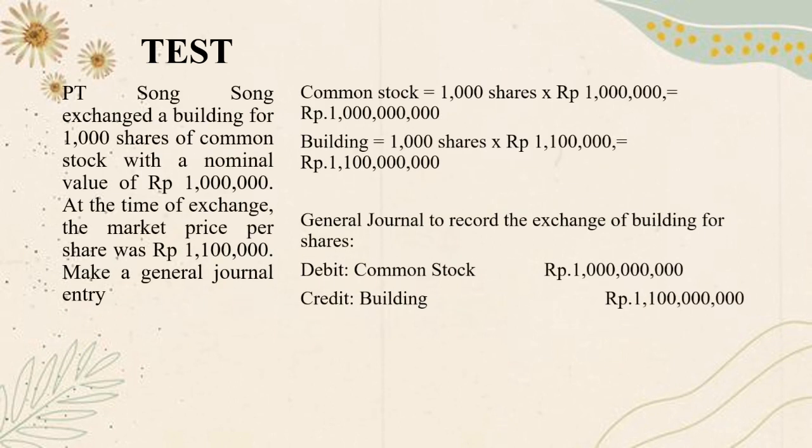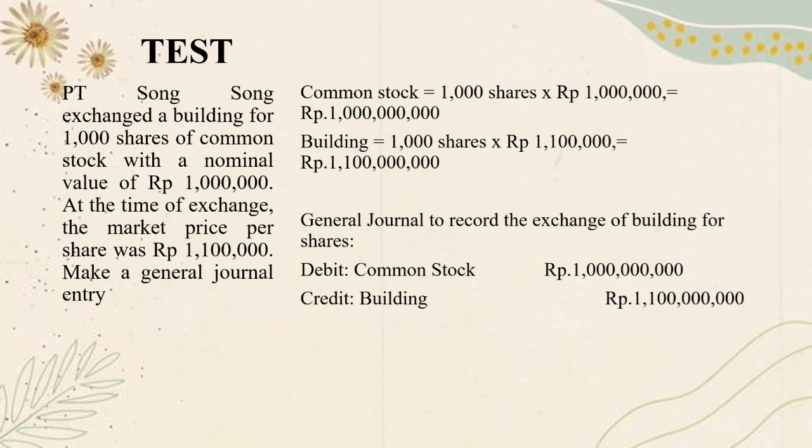The next question is, PT Samsung exchanged a building for 100 shares of common stock with a nominal value of 1 million. At the time of exchange, the market price per share was 1,100,000 rupees. Make a general journal entry.